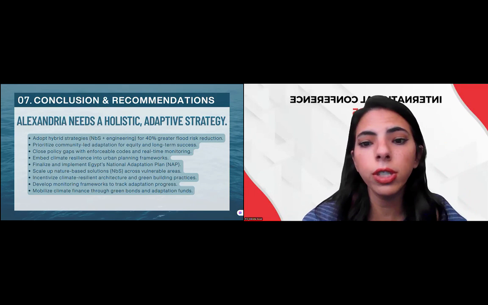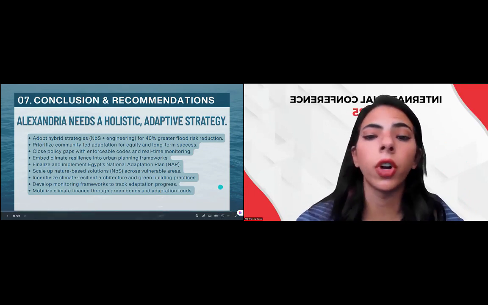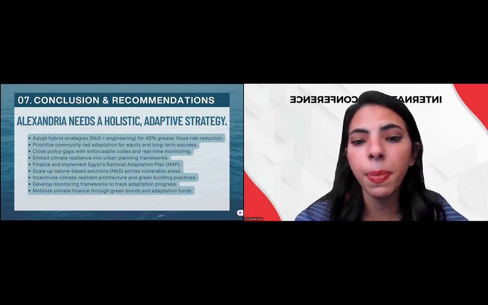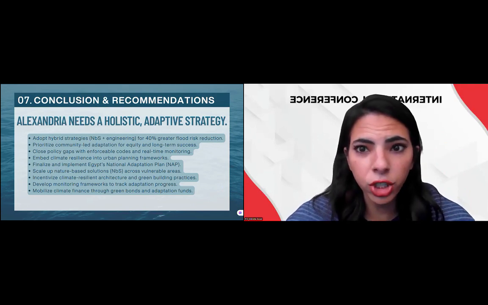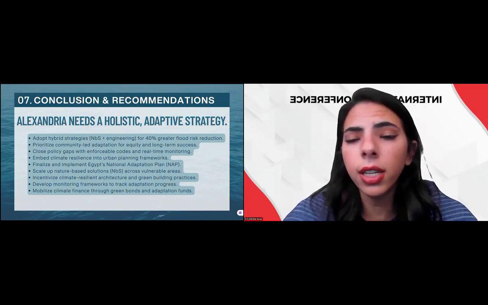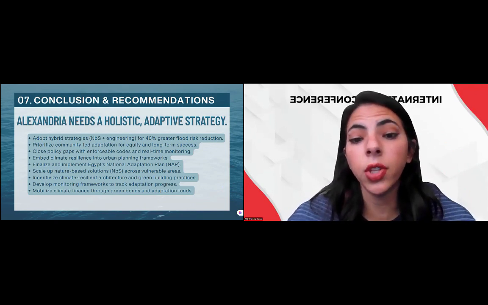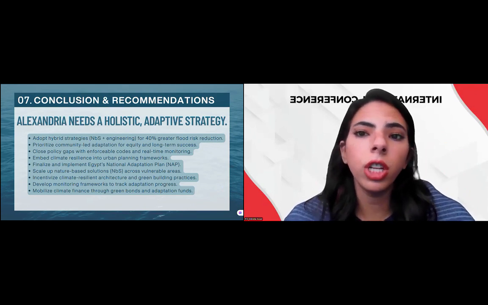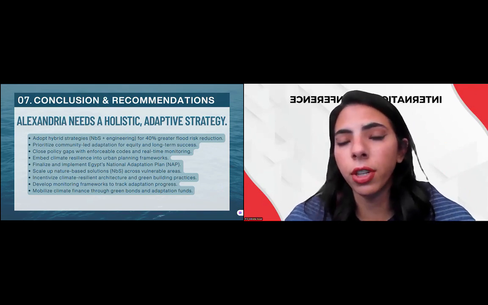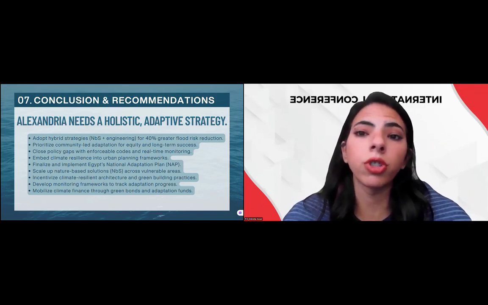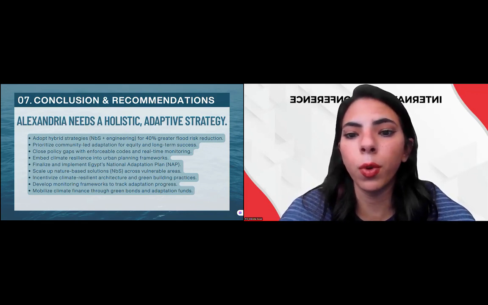We should finalize and implement the Egyptian national adaptation plans and scale up nature-based solutions for vulnerable areas specifically, while adding climate resilient architecture and green building practices. We need to develop more monitoring frameworks to track the adaptation projects, not just creating the process and the frameworks to do it. And we need to mobilize climate finance through green bonds and adaptation funds, which Egypt has already been targeting since COP27, which was held in Sharm el-Sheikh, and that was actually the first time that funding for climate action was heavily emphasized.